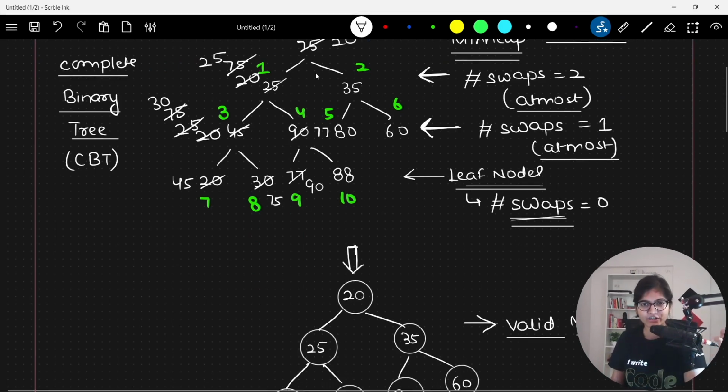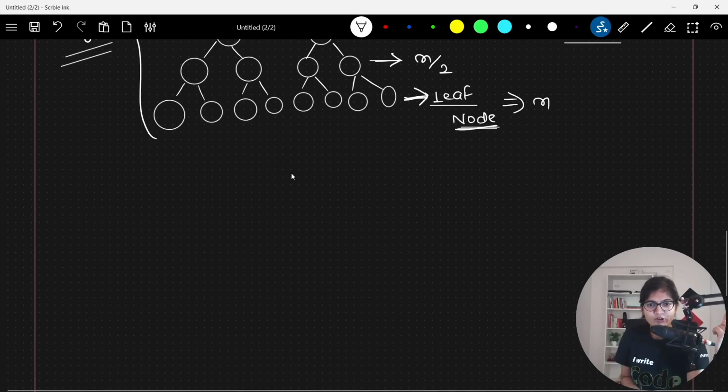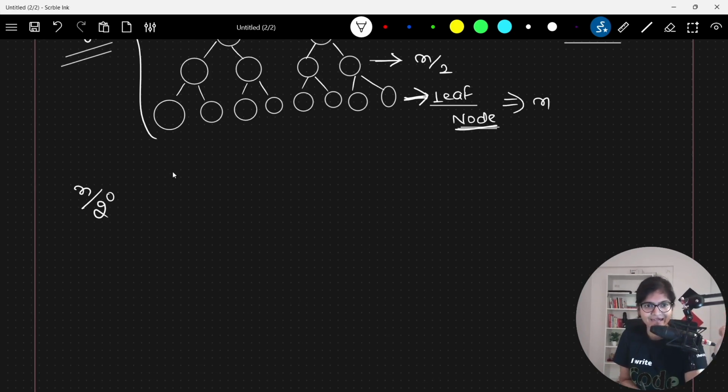In the worst case scenario, if you try to observe, can I say that the last level leaf node will be n by 2 to the power 0? It is nothing but n only. At that point of time, I am doing only 0 swaps.